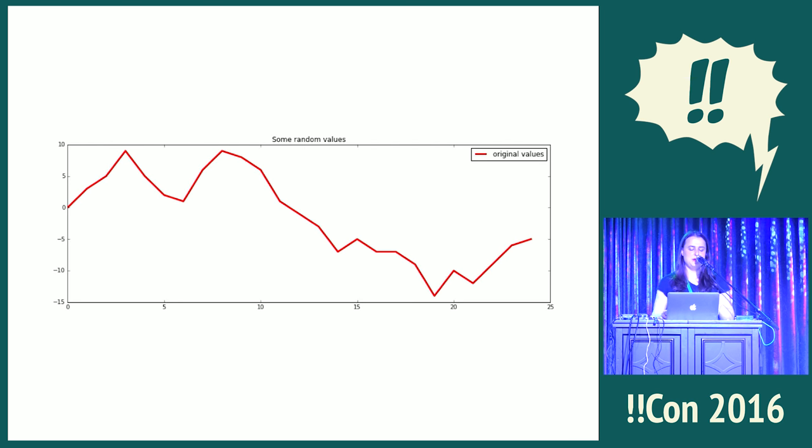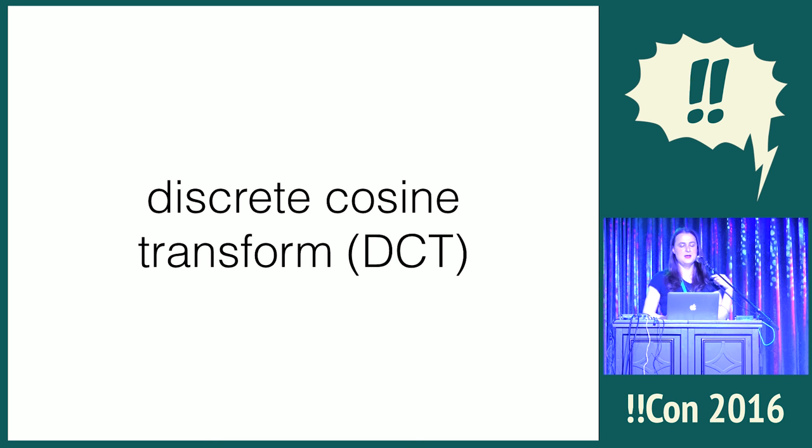First I have to explain a little bit about JPEG compression, or at least what I think is the really interesting part of it. This is a graph of a list of 25 values randomly generated with a random walk. To represent these values, we'd need to keep track of 25 floating point numbers. The goal of data compression, of course, is to represent the same list of values as precisely as possible using fewer values. The tricky way to do this is to use something called the discrete cosine transform.